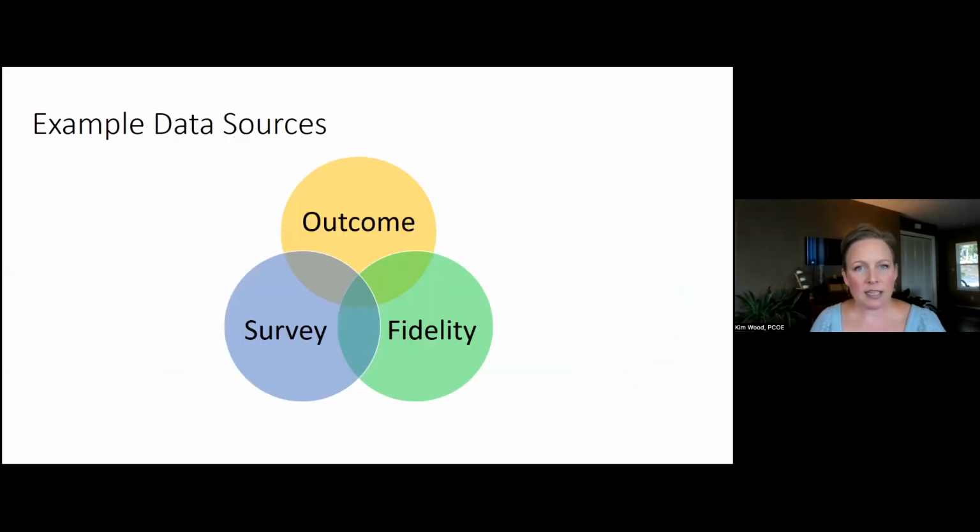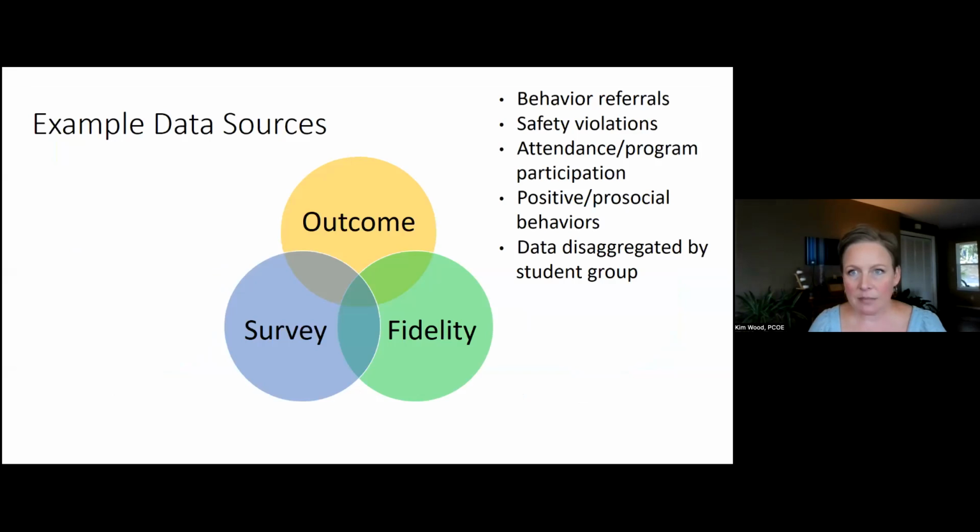So when I'm talking about data sources, I refer to this as a three-legged stool, using all of these at once. Outcome data are things like behavior referrals or safety violations. We can look at pro-social behaviors too. So I look at Live School data and look at how often students are getting reinforced and what they're getting reinforced for, either on an individual level or program-wide. Look at data disaggregated by student group. Are we seeing differential patterns in marginalized or underserved student groups, things like that?